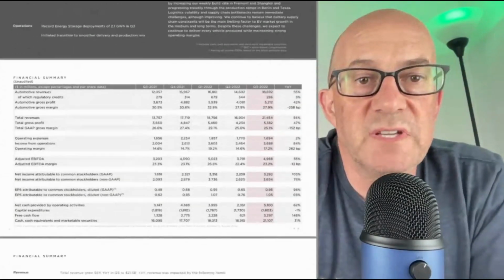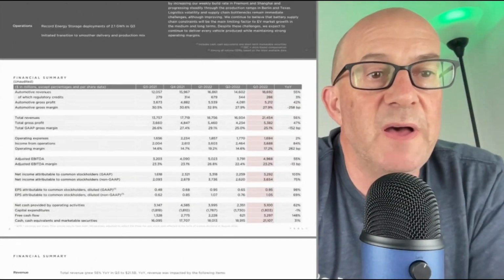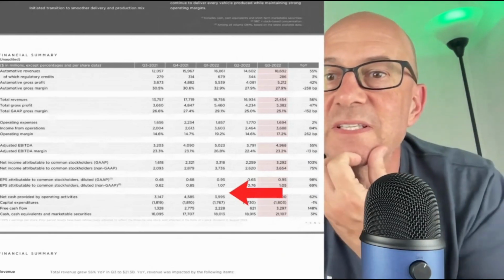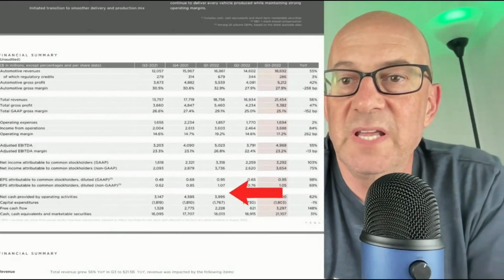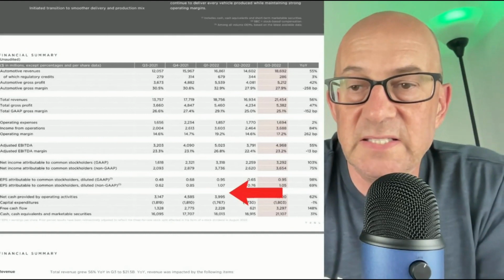So this is the financial summary page. This is the page that Wall Street cares about a lot. And let me just check to see if there's any comments in the chat. Didn't Elon say material prices were coming down? Yes, Elon did say that.